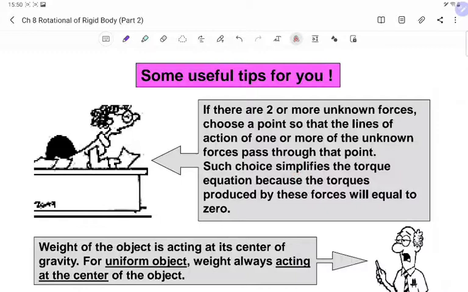So here are some useful tips to solve problems related to equilibrium of a uniform rigid body. The first step is to choose a point with two or more unknown forces, because this will help to simplify the torque equation because the torques produced by these forces will equal 0. Pilih tempat yang ada banyak force untuk mengurangkan calculation torque. So, jadi equation torque akan jadi lebih pendek.